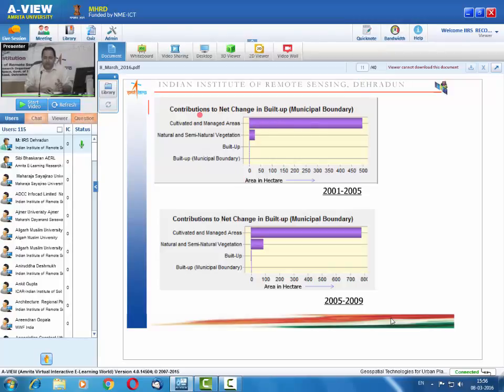See, this diagram shows you what has been the contribution to the built up areas from various categories. So the maximum contribution to the built up area increase has been from cultivated areas. And in 2005 to 2009, which I will call T2, excuse me just a minute.